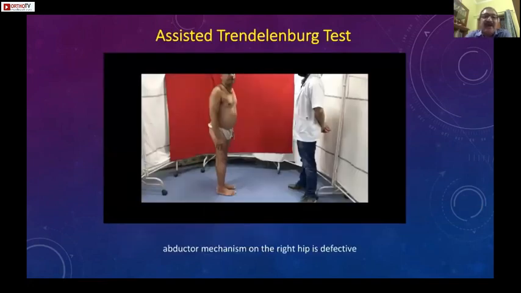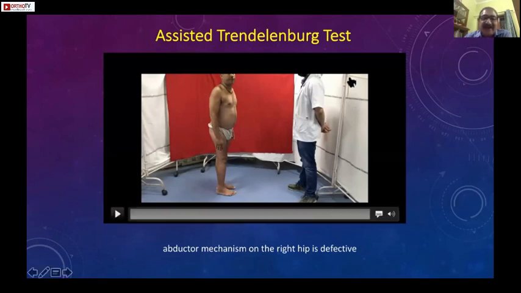Now, there is a test called the assisted Trendelenburg test. If a patient is unable to stand in single leg stance, the examiner may provide him assistance to stand. Now, this patient has a weak abductor mechanism on the right side. He is not able to stand on the right side. So, we are conducting an assisted Trendelenburg test in this patient.